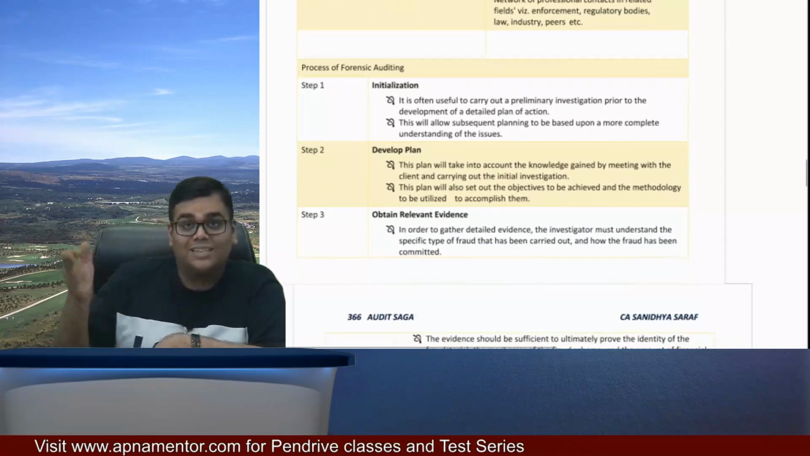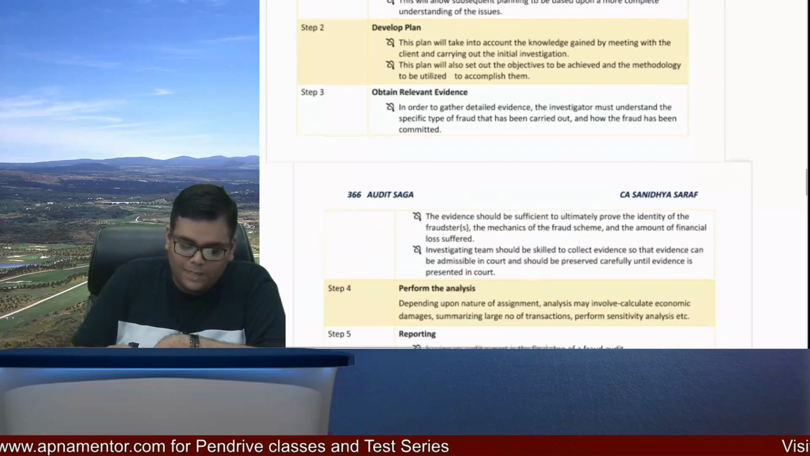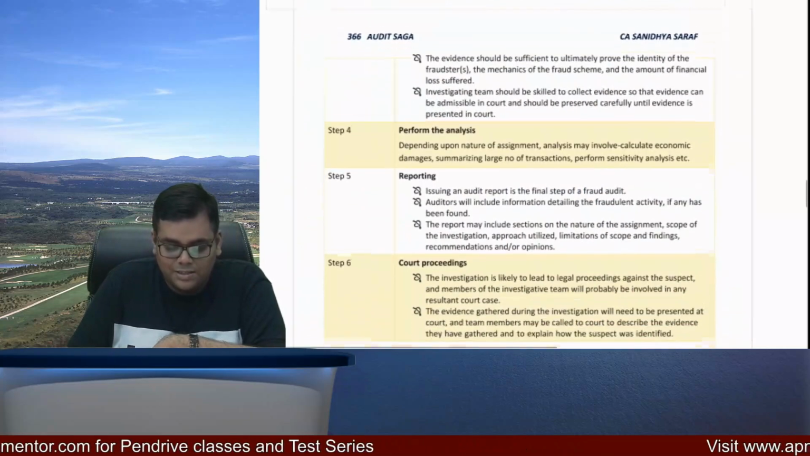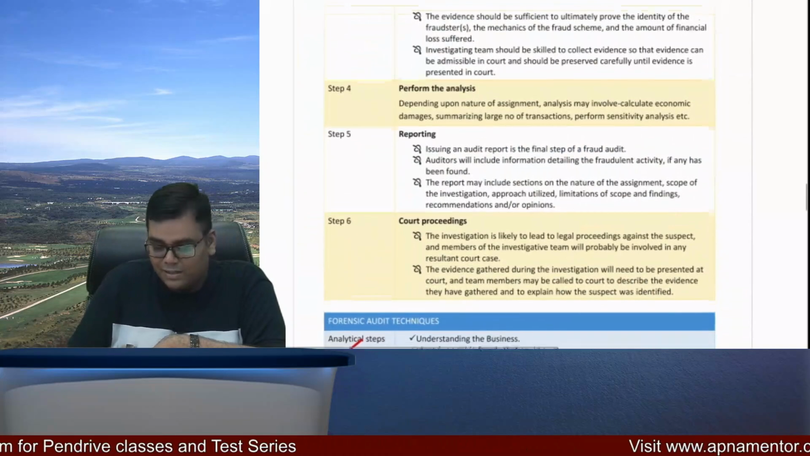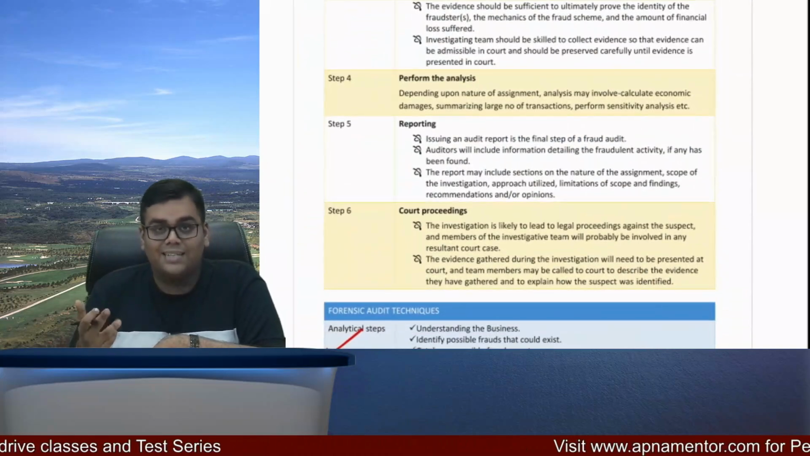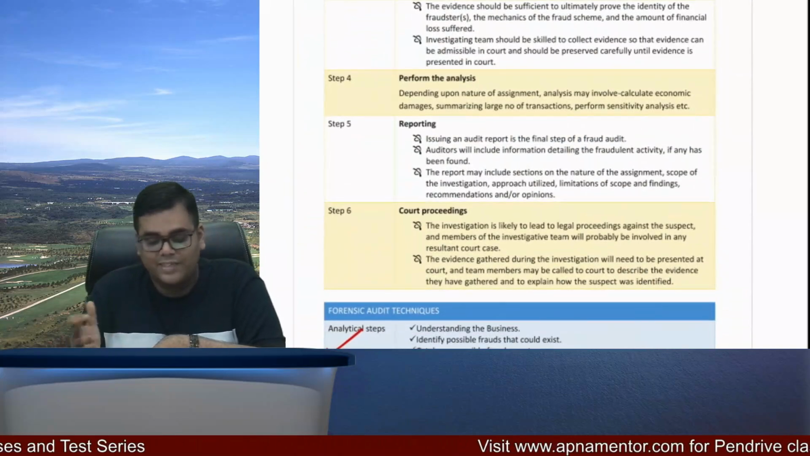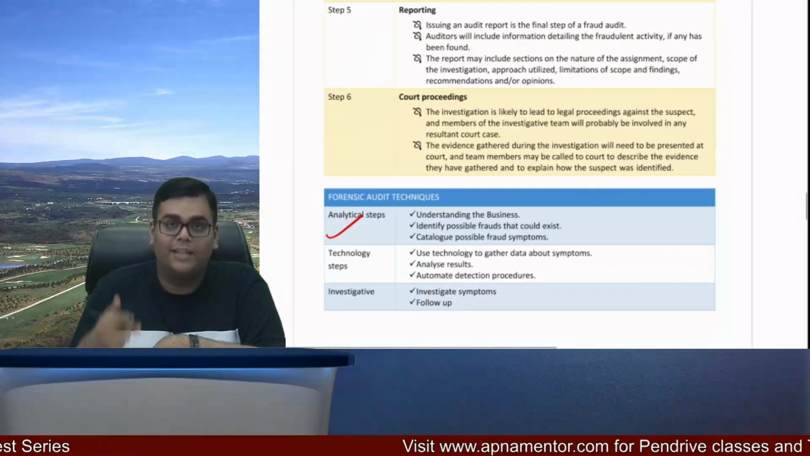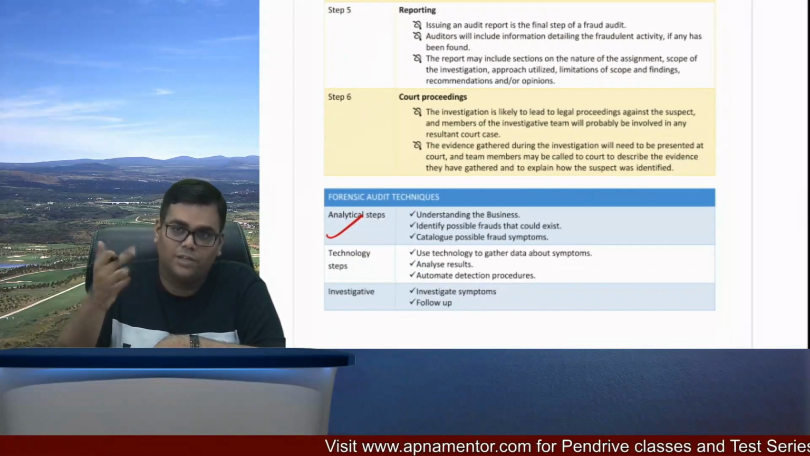Process of forensic audit: initialization, developing the plan, obtaining evidences, preserving evidences, performing the analysis like calculating the economic damages, summarizing a large number of transactions, performing sensitivity analysis. Then we have reporting, and then we have court proceedings. That is the additional step in forensic audit.